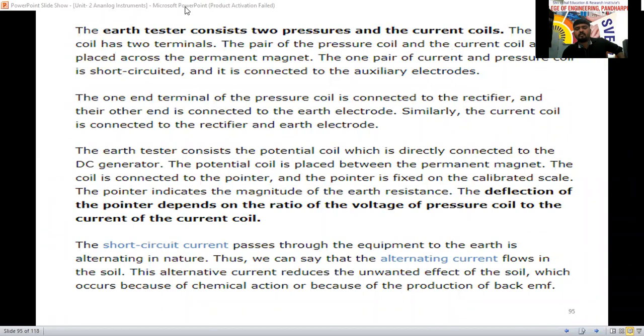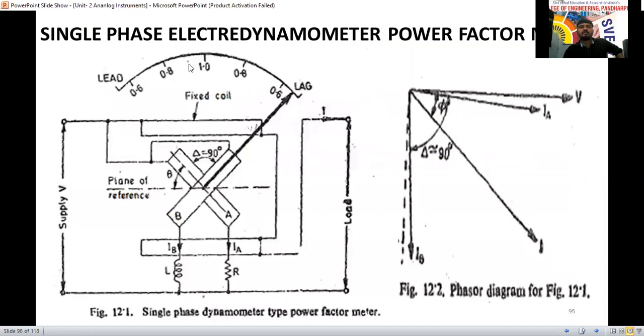Instrument, we can tell that one. The next part we are going to discuss is called the single phase electrodynamometer power factor meter. Now we have to measure the power factor. Before that, you should know the electrodynamometer part we have discussed already. EMMC, electromagnetic moving coil instrument, we have discussed already. Have we discussed it or not?